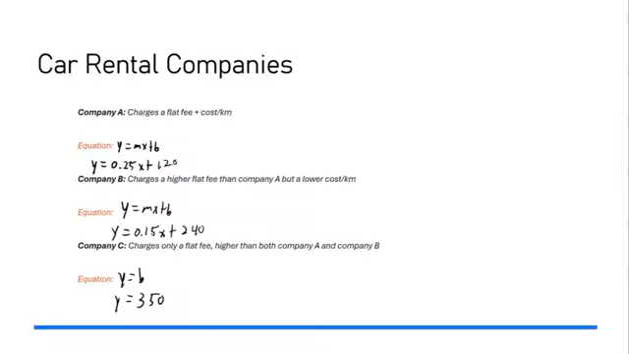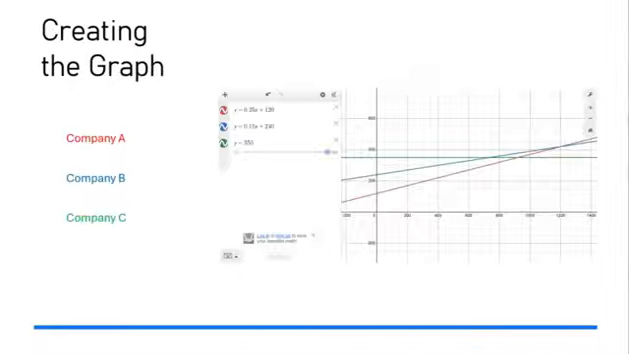For company B, it charges a higher flat fee than company A, but a lower cost per kilometer, and I got y equals 0.15x plus 240. And finally, for company C, it charges only a flat fee, but it is higher than both company A and B. So I got $350 for the flat fee for the entire trip. Creating the graph. As you can see, this is the graph using Desmos. The red line is representing company A, the blue line is company B, and the green line is company C.